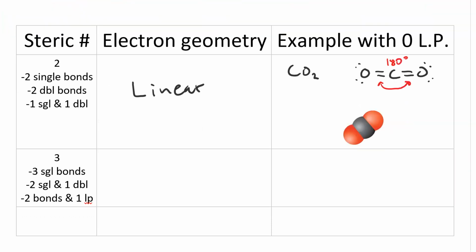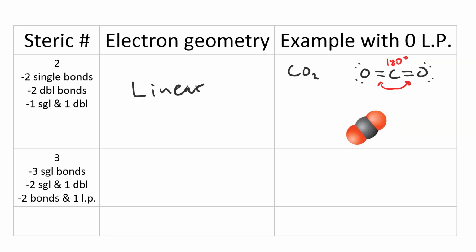Next, let's look at steric number 3. This can mean 3 single bonds, 2 single bonds and 1 double bond, or 2 bonds and 1 lone pair. In any of these 3 cases, your electron geometry is what we call trigonal planar.